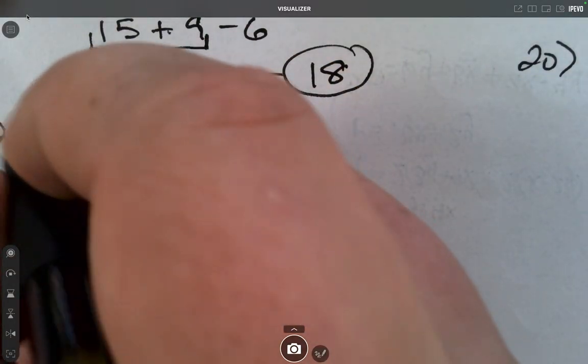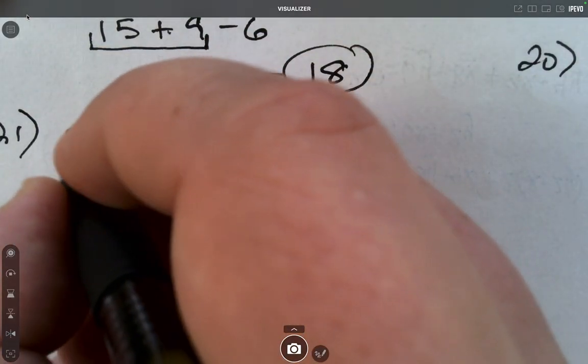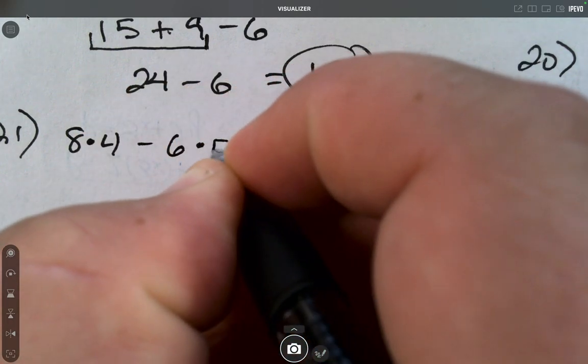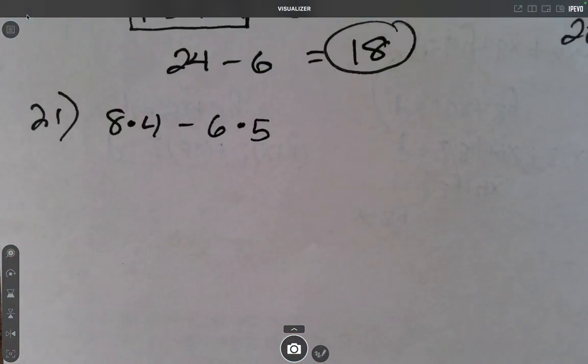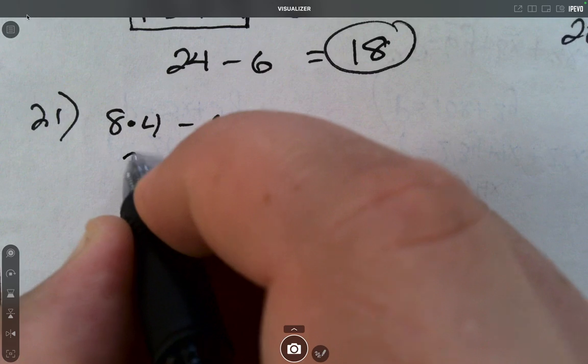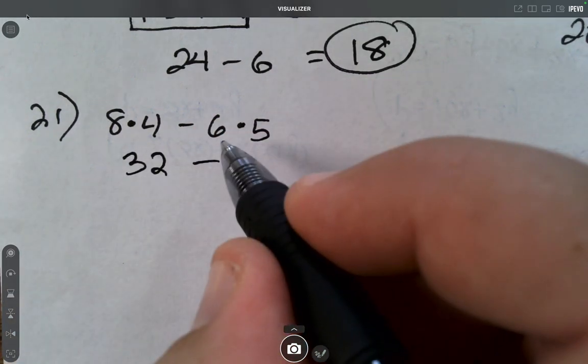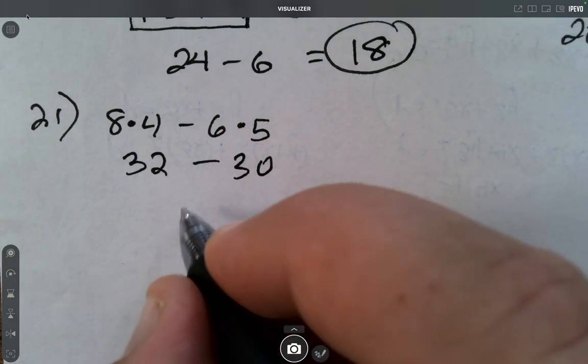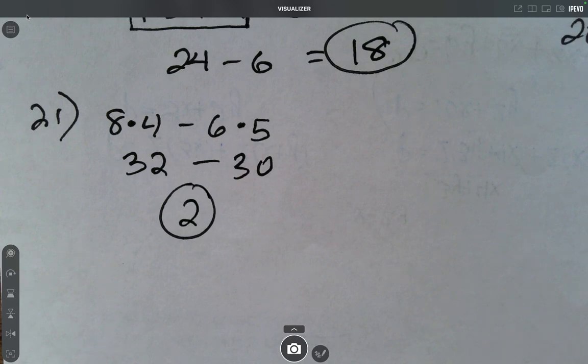Okay, 21. We do 8 times 4 minus 6 times 5. There's no parentheses, there's no exponents, but there is multiplication. So from left to right, we'll deal with multiplication. 8 times 4 is 32. 6 times 5 is 30. So we're down to one operation, subtraction. 32 minus 30 is 2.